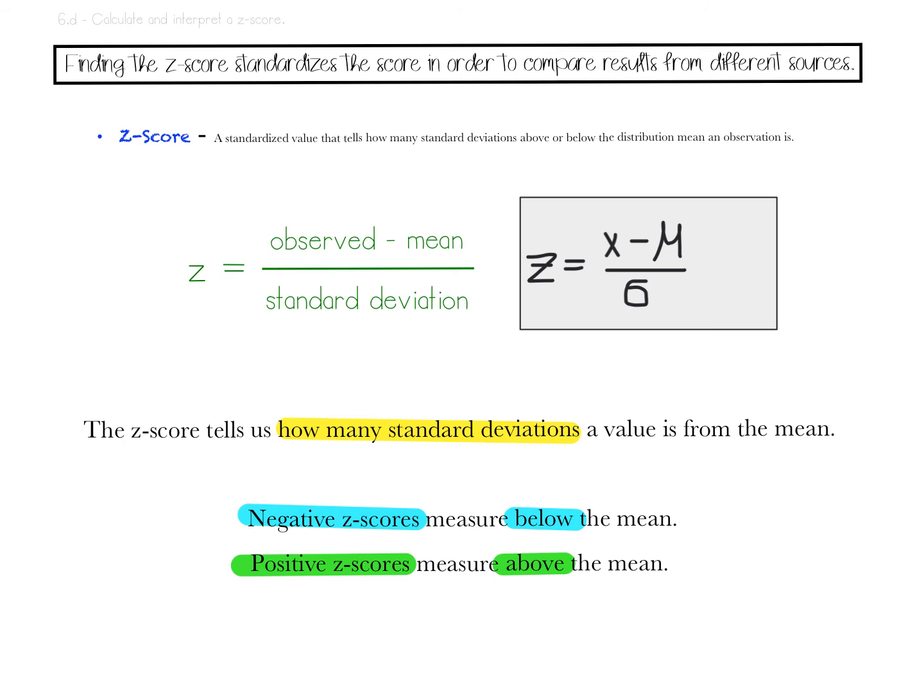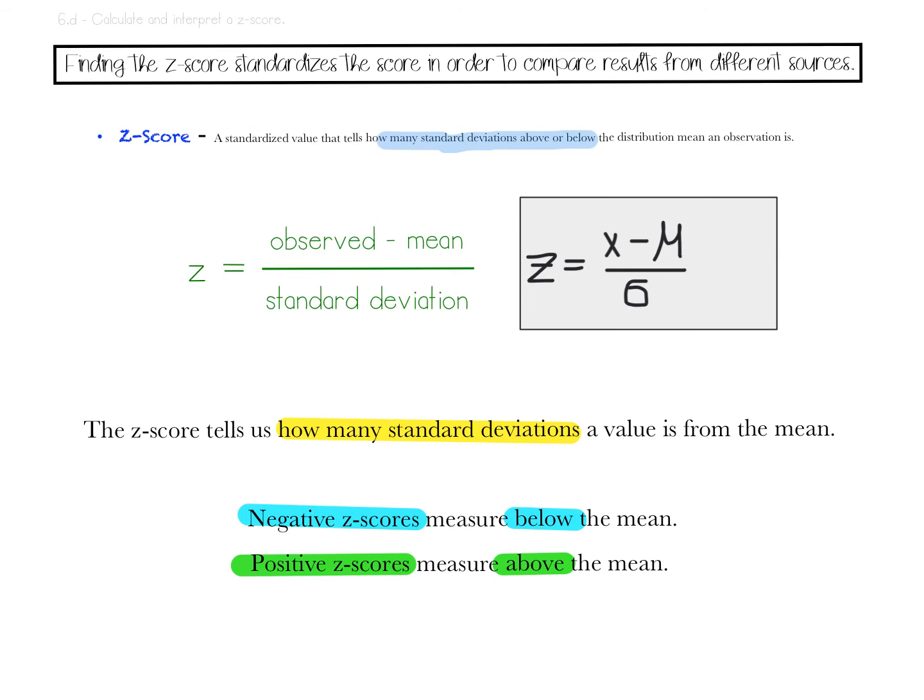So in order to standardize the score, in order to compare results, we need to calculate what's called a z-score. A z-score is a standardized value that tells you how many standard deviations above or below the distribution mean an observation is. So that's really important. Whatever my z-score is, that tells me how many standard deviations I am either above if it's positive or below if it's negative, the mean.